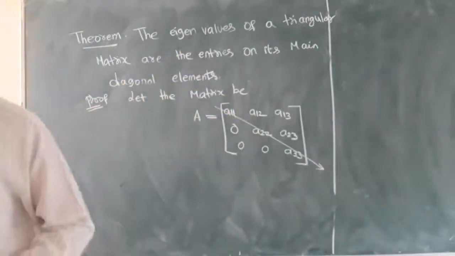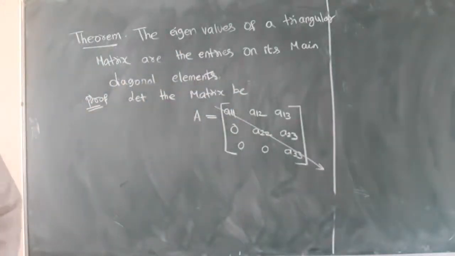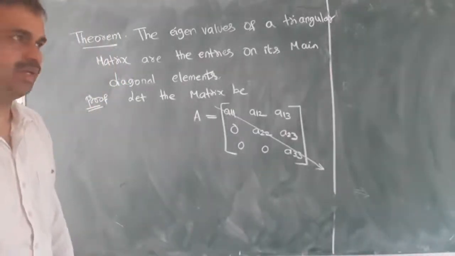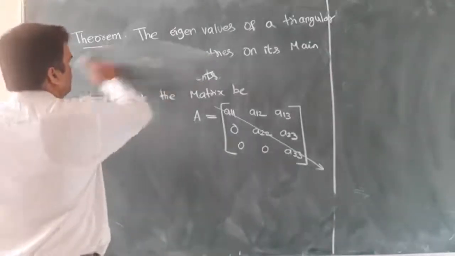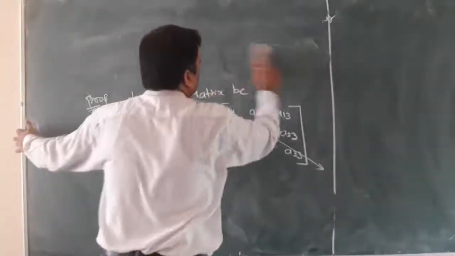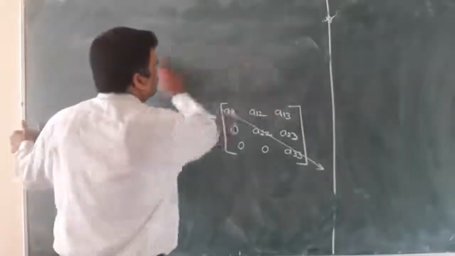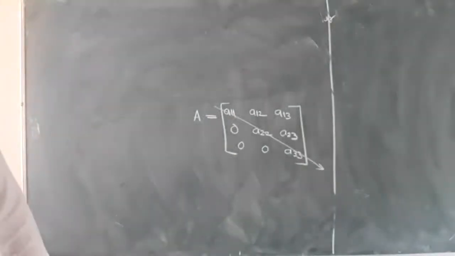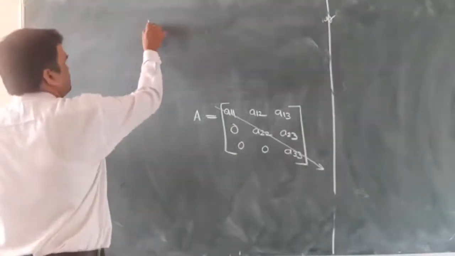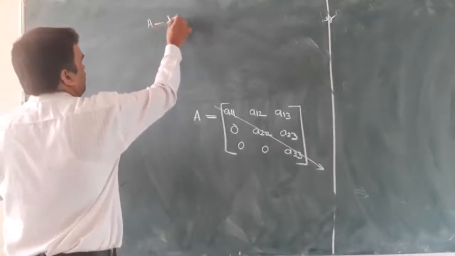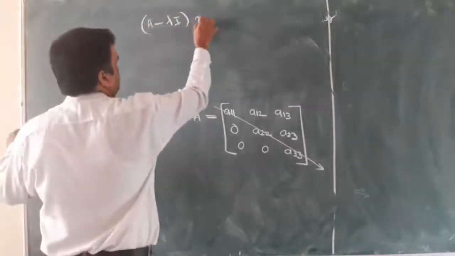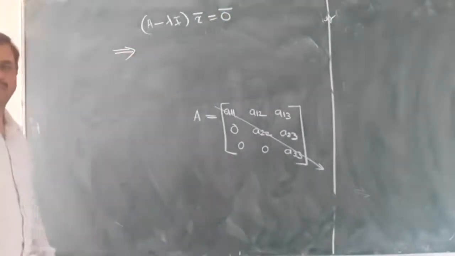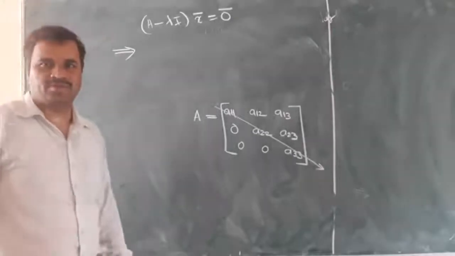Continue. Let us consider A minus lambda I x bar is equal to 0 bar, the zero vector. Alright. Let us consider A minus lambda I x bar equal to 0 bar.